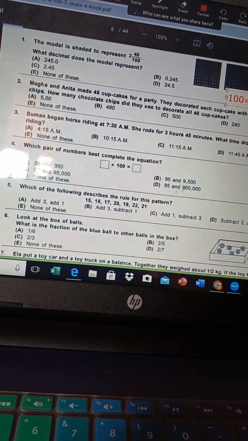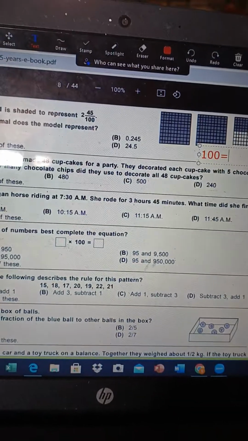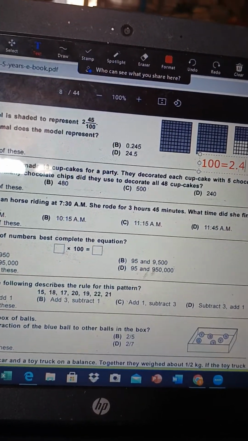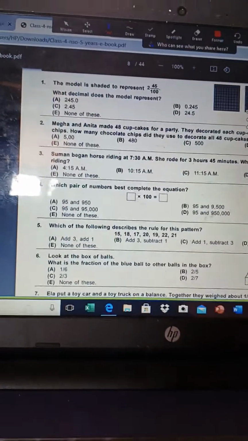Then what will we do? We will just put the point before two digits. That is 2.45. This will be the correct answer. So the answer will be 2.45.